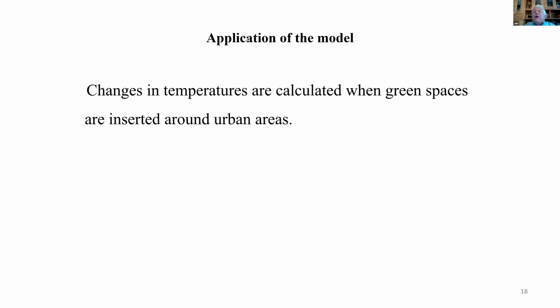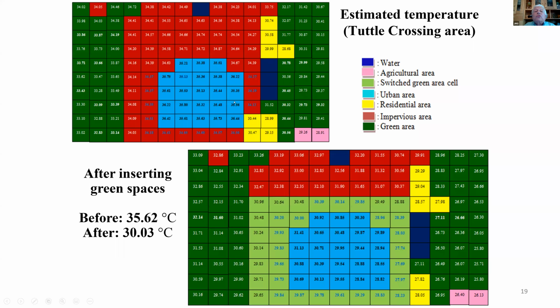So this is an area around the Tuttle Crossing area. So it's primarily shopping area with a little bit of residential areas and some green areas on the surrounding. But what you can see here in blue is urban areas. I think it's mostly commercial buildings and surrounded by what we would call impervious areas and probably mostly parking lots. So this was the baseline where you have the temperature of these different activities as observed from satellite information.